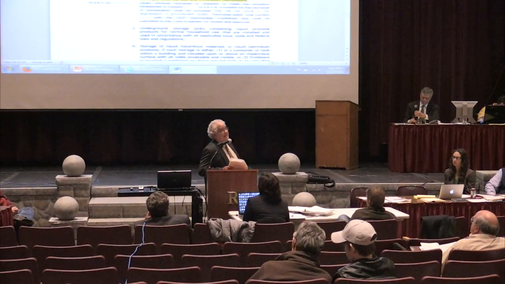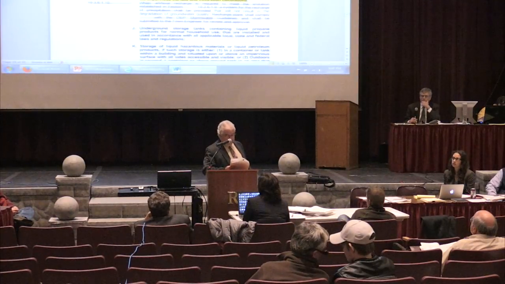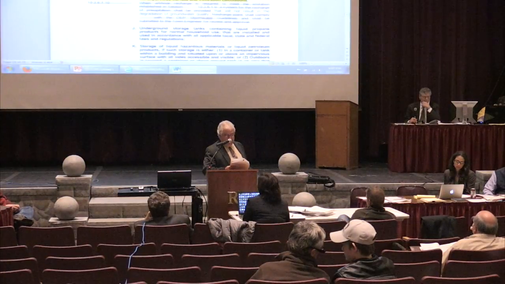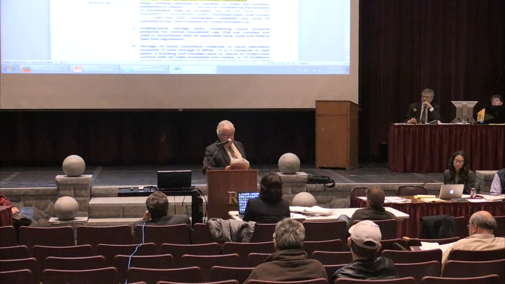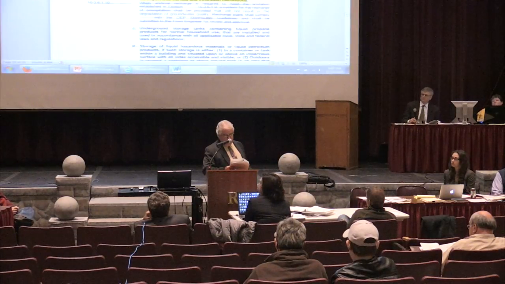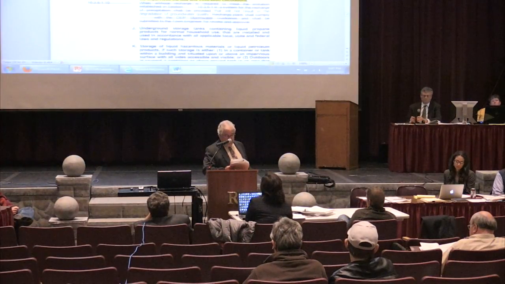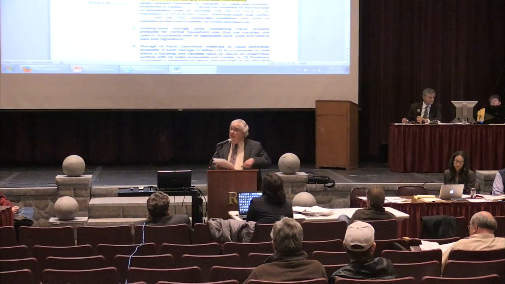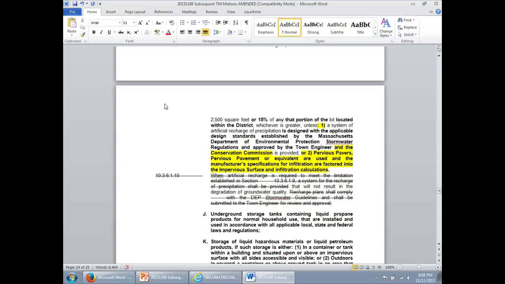I think this is going to need some wordsmithing to go forward, but in order for me to do the wordsmithing, I need to understand what the intent is. So the first part of the sentence says that these are things that are permitted, land uses that alter a lot such that the total amount of impervious surface on the lot within the district would not exceed 2,500 square feet or 15% of that portion of the lot located within the district, whichever is greater. And it says unless, and then if you jump down to the new language, it's referring to where pervious pavers or pervious pavement is used. But those are things that don't count towards the 2,500 square feet anyway.